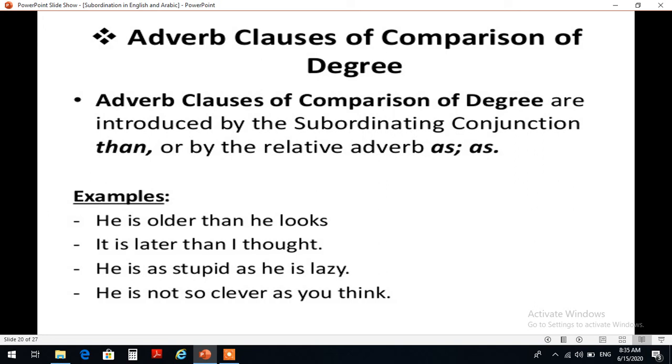Examples: He is older than he looks. It is later than I thought. He is as stupid as he is lazy. He is not so clever as you think.